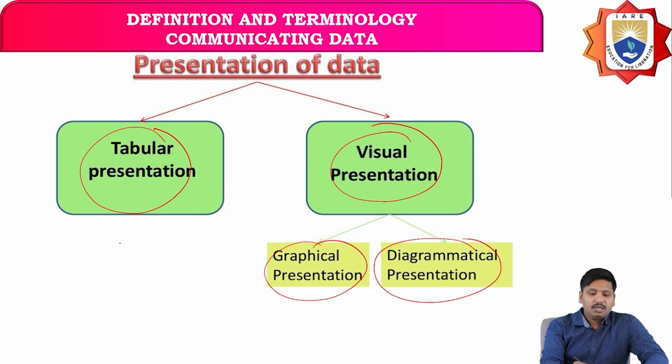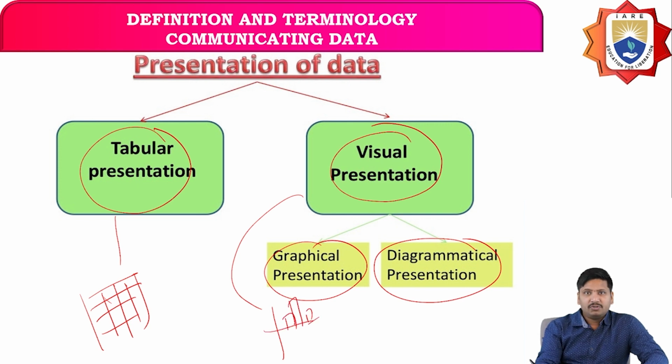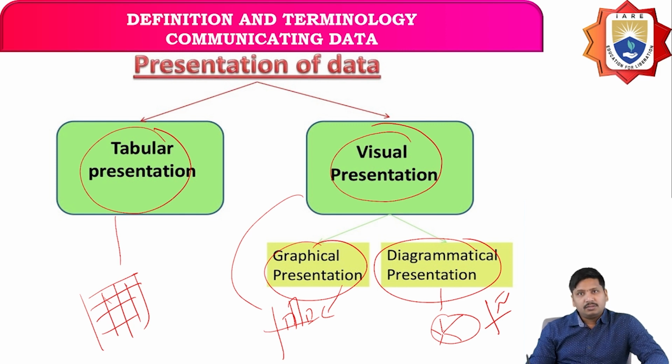So table representation means you present the data in the form of a table, and visual representation means you present the data in the form of various graphs and so on. That is the graphical representation and diagrammatic representation, like this.